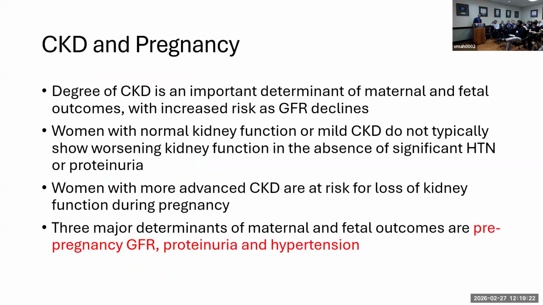So to conclude about chronic kidney disease and pregnancy: your degree of CKD determines your risk of maternal and fetal outcomes. Women with normal kidney function or mild CKD generally do not show worse kidney function in the absence of significant hypertension or proteinuria. I didn't show the data for the hypertension part of it, but you might have to take my word for it. Women with more advanced CKD are at risk for loss of kidney function, and the three major determinants of outcomes are pre-pregnancy GFR, proteinuria, and hypertension.